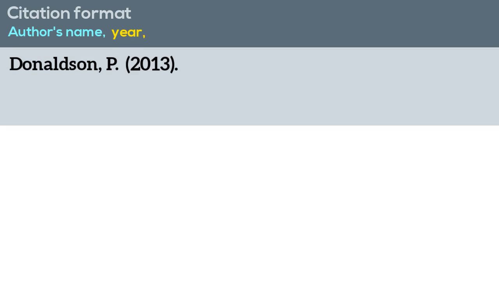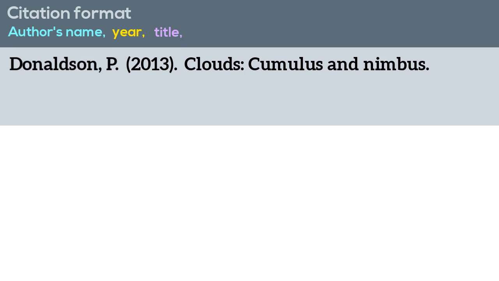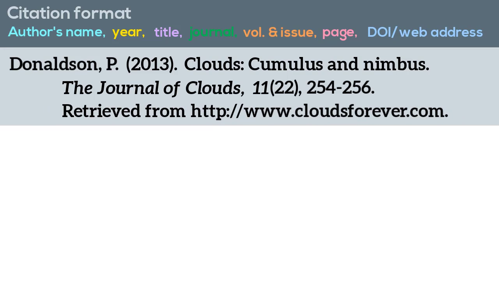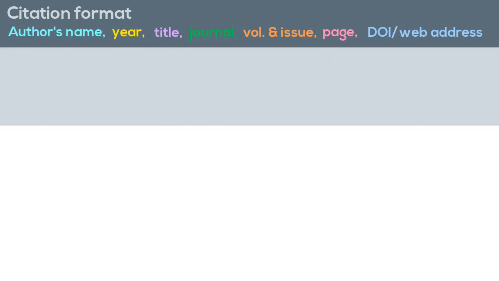The basic format for an article citation looks like this: the author's name, the year, the title of the article, the journal name, volume, and issue, the page number, and if it's online, the DOI or web address. You can see the second and third line are indented. You can do this by pressing Tab or by changing the indentation style, as we demonstrate in the video on formatting a reference page. Let's go through that step by step.